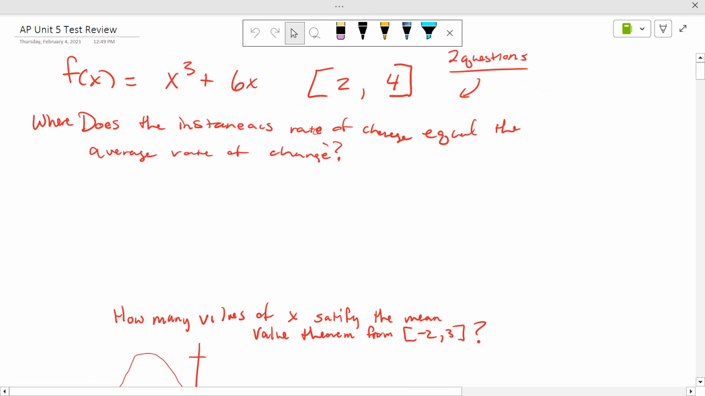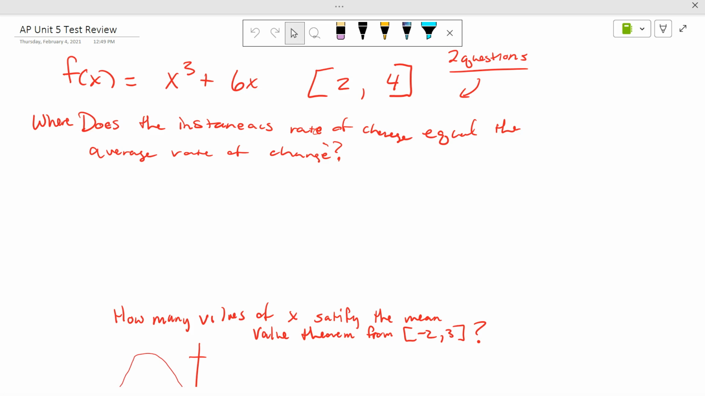All right, here we go. Whoa. Copy of an angle. That's kind of in the way. Here we go. All right, here's a function. Now you got to concentrate on calc instead of alarms in the morning. Here's a function. There'll be two questions like this. Where does the instantaneous rate of change equal the average rate of change? What the heck am I talking about here?